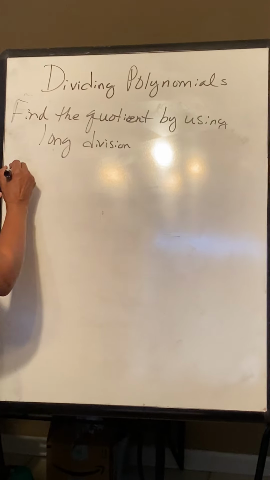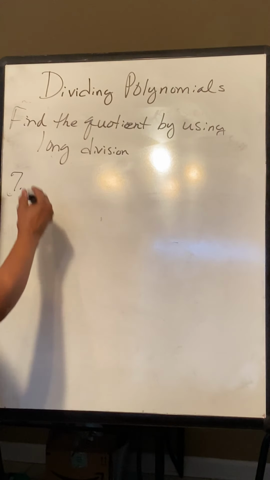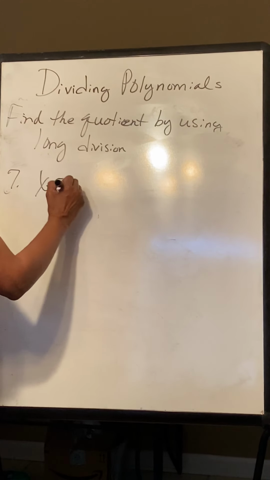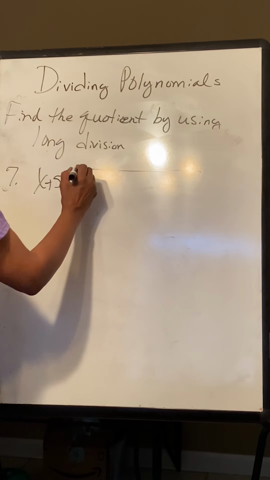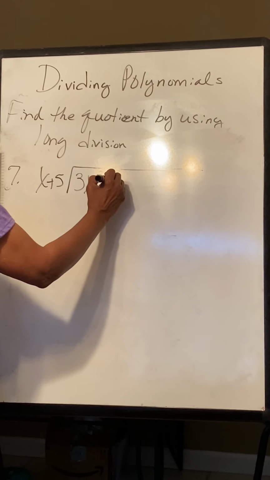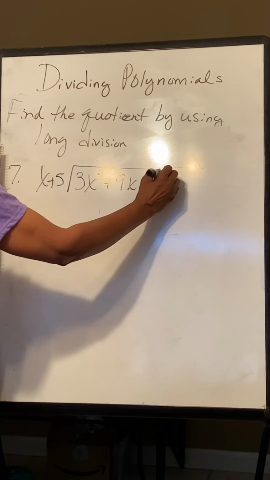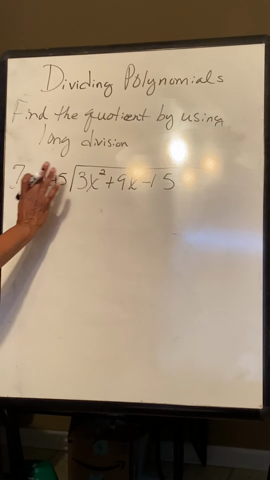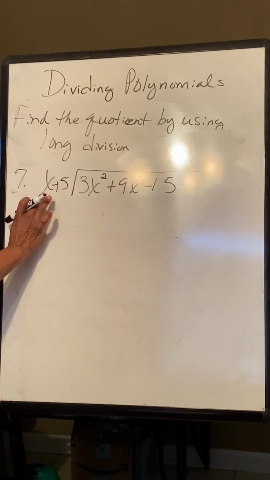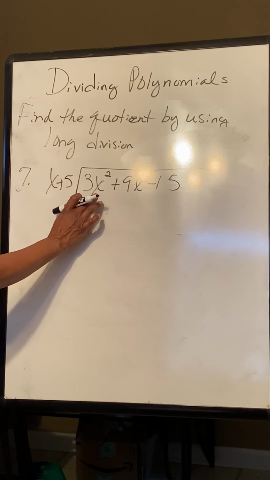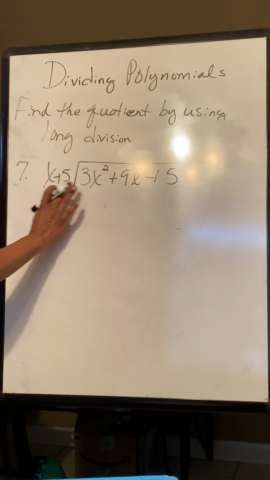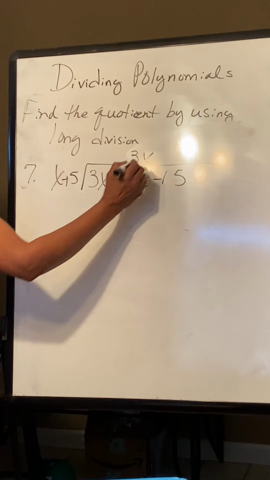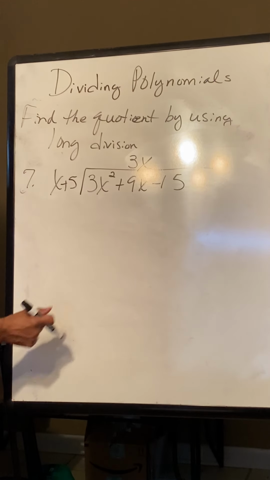Example 7. I'm going to take x plus 5 and divide it into 3x squared plus 9x minus 15. Again, you start by taking the first term in your divisor, divide in the first term of your dividend. Ask yourself, x times what will give me 3x squared, and that would be a 3x. Put it in your quotient. Make sure you put it in the correct place.